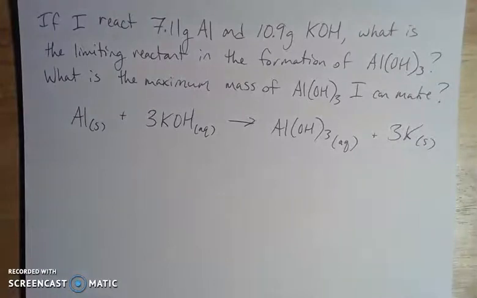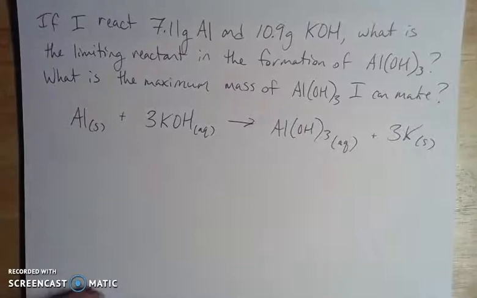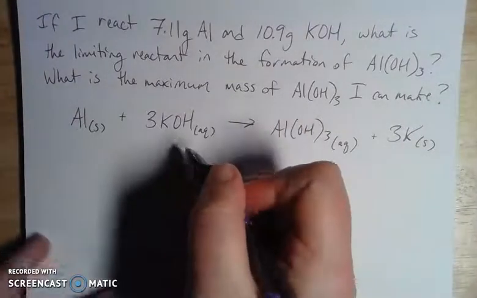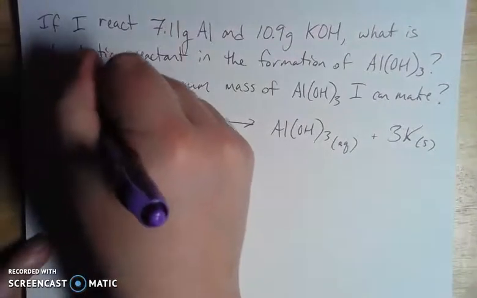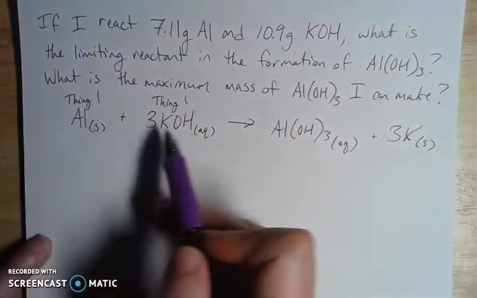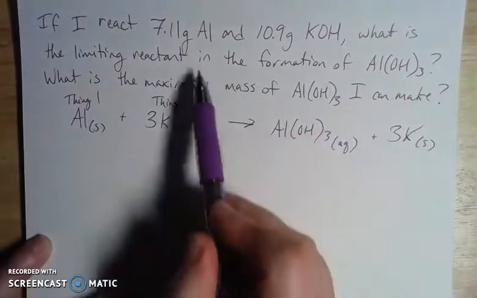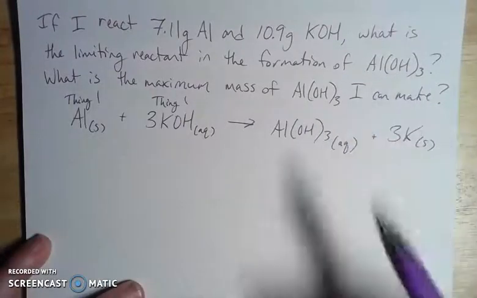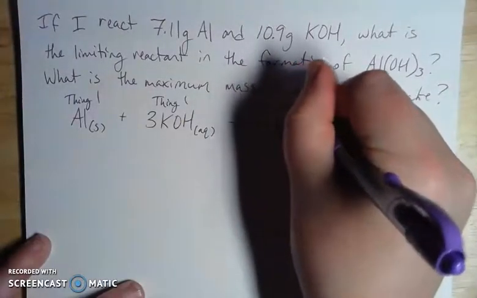So in these problems, when we're thinking about the stoichiometry process, I'm going to be given information about two thing ones, which means that both of these are my thing ones, or A or B, or however you want to think about them. So these are both thing ones, and thing two is what it's asking the question about. What is the limiting reactant in the formation of this guy? So this is thing two.